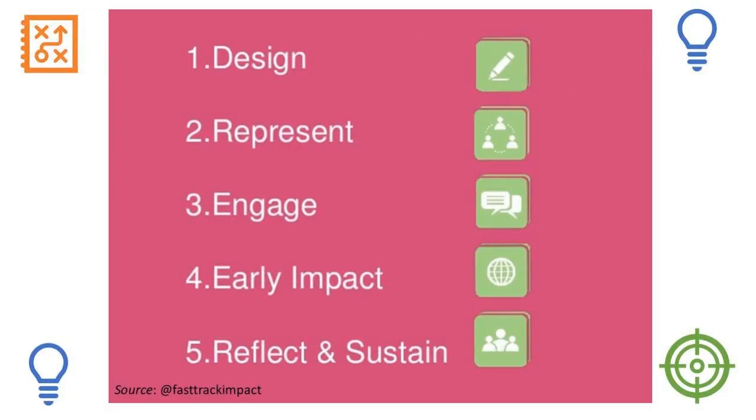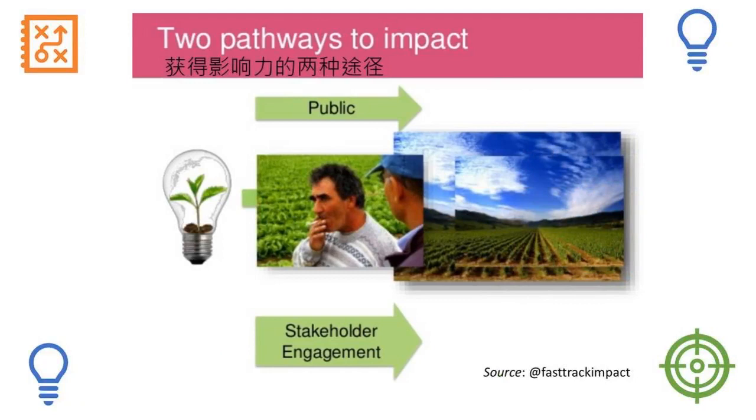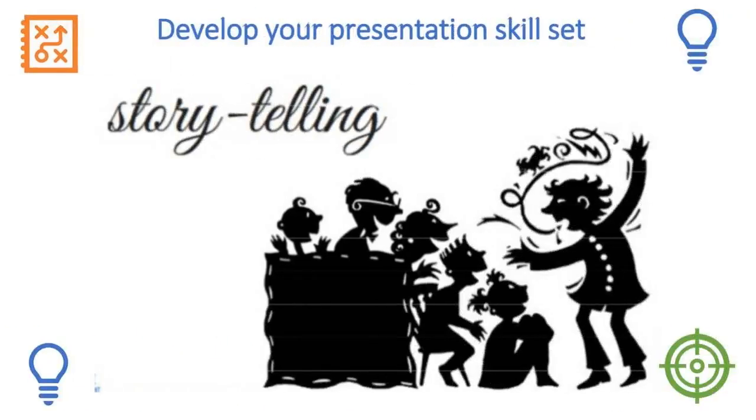Here's another checklist. Are you thinking about design, representation, engagement, the early impact of your research, and as you reflect then and sustain those citations as a researcher into the future? There are many pathways to impact. Will you engage with the public? Will you engage with stakeholders? These are very, very important issues to consider as a researcher looking to maximize your citations, looking to boost the impact and citation rate of your research.